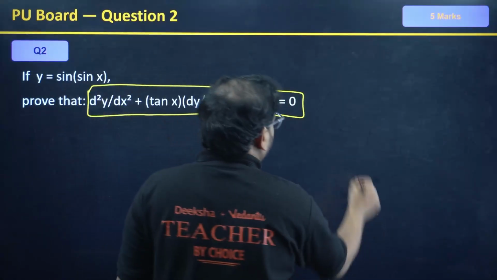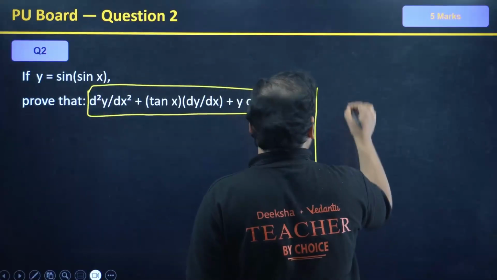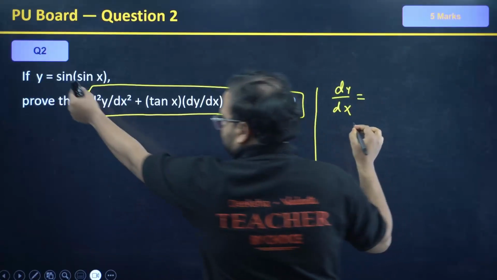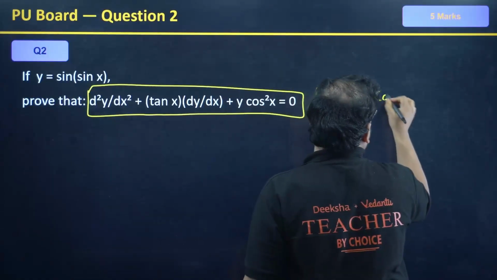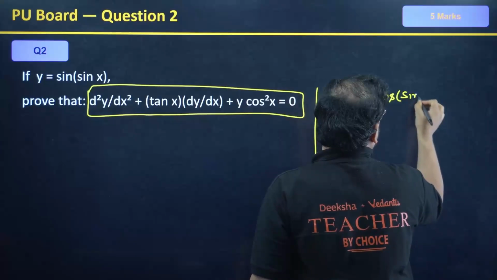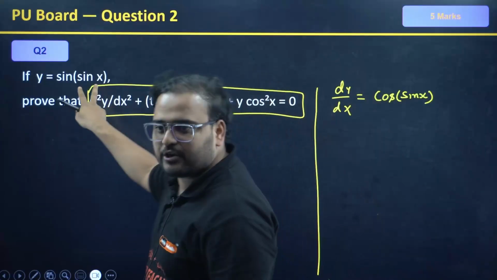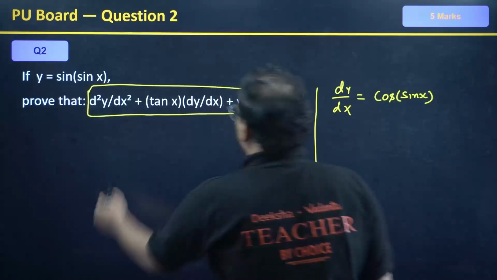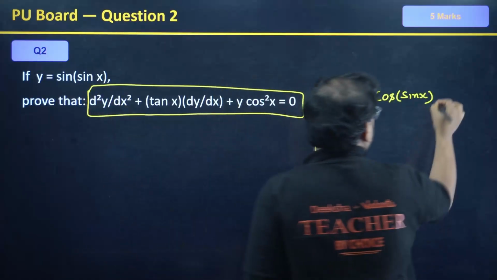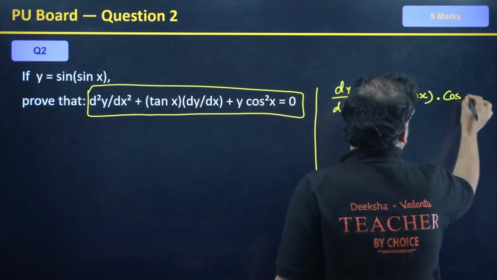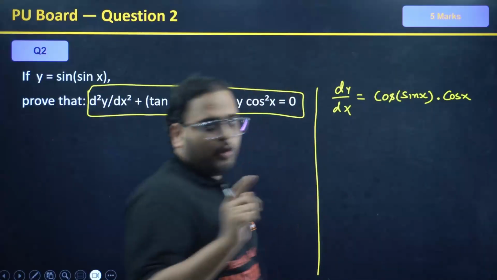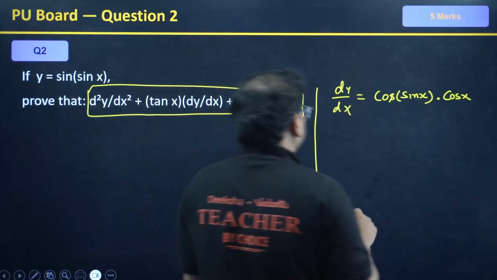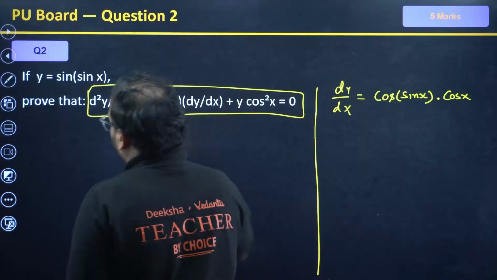Starting with derivative number 1. Try. dy by dx will be what? First sine, so you're going to have cos of sin x. Chain rule, right? Sine will be differentiated over here and become cos of sin x. But if you differentiate sin x inside as well, the answer is cos of sin x into cos x. Clear? This is the first derivative.